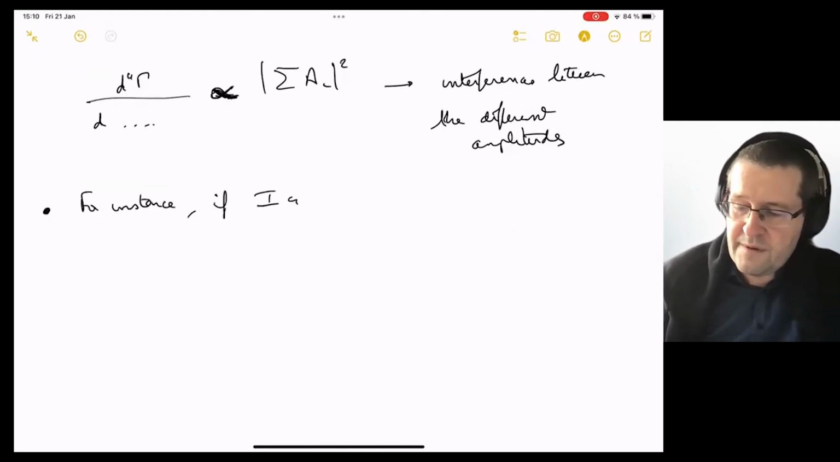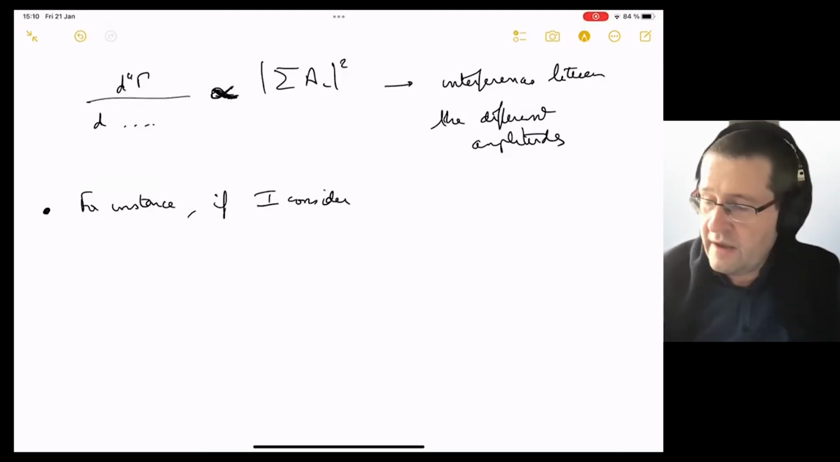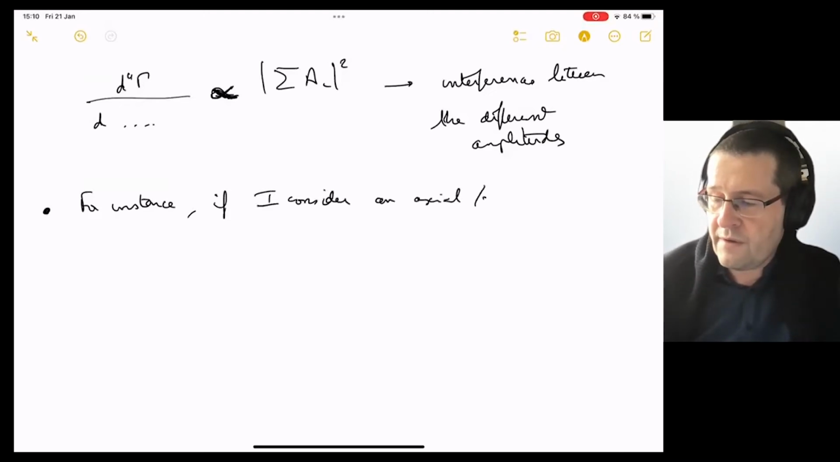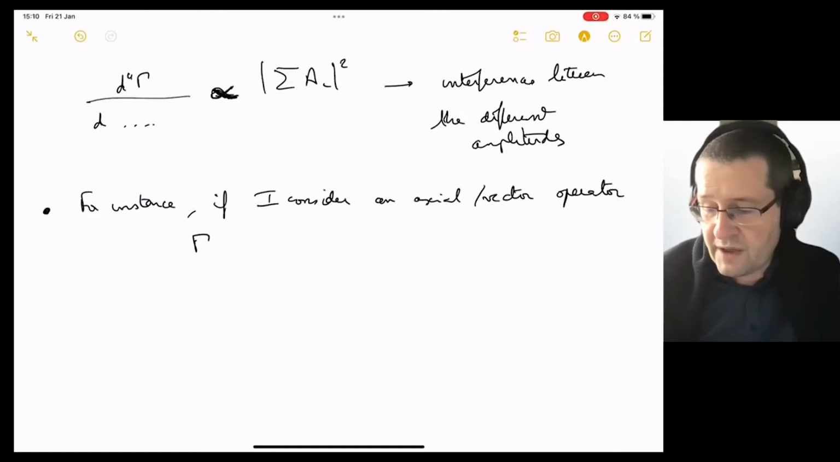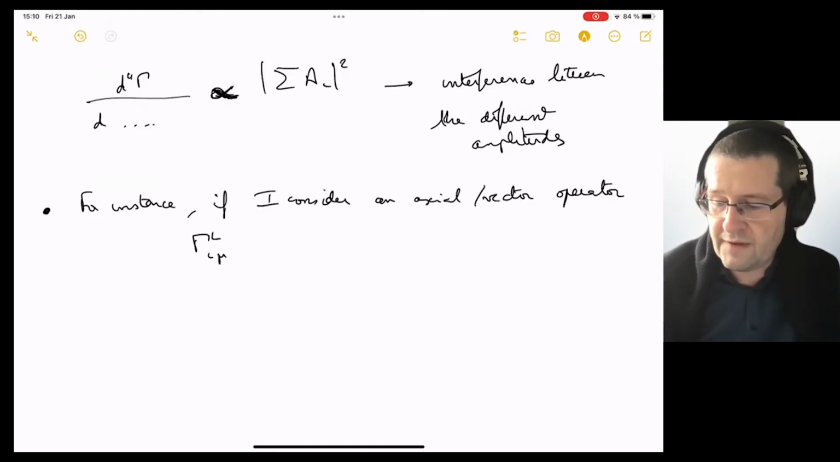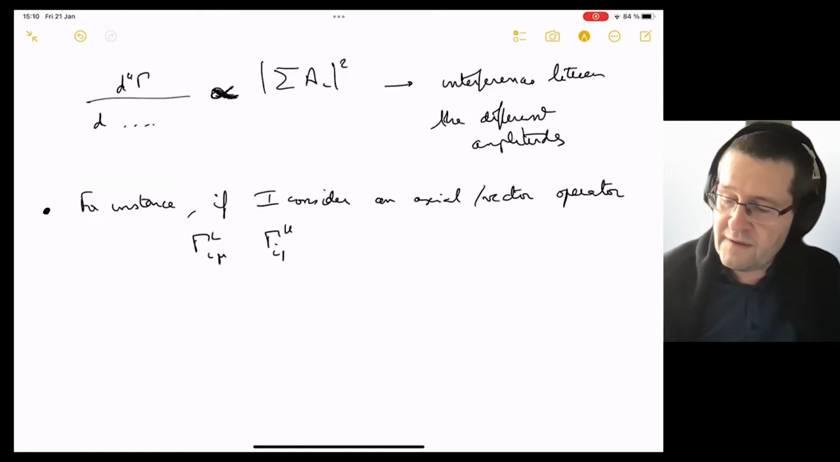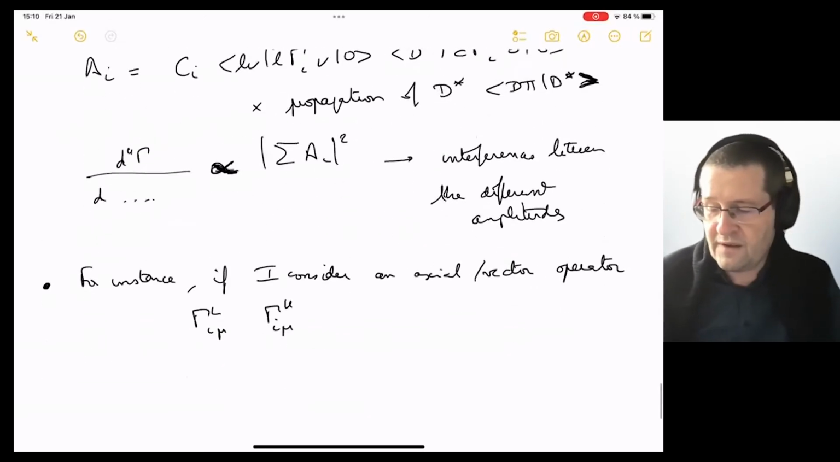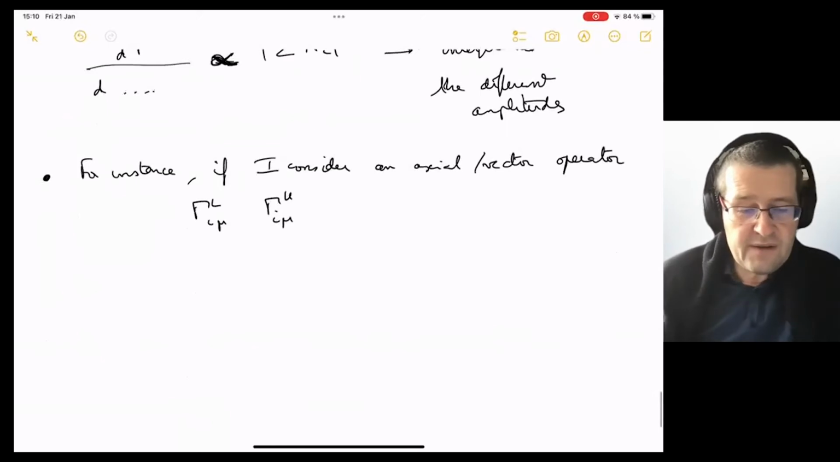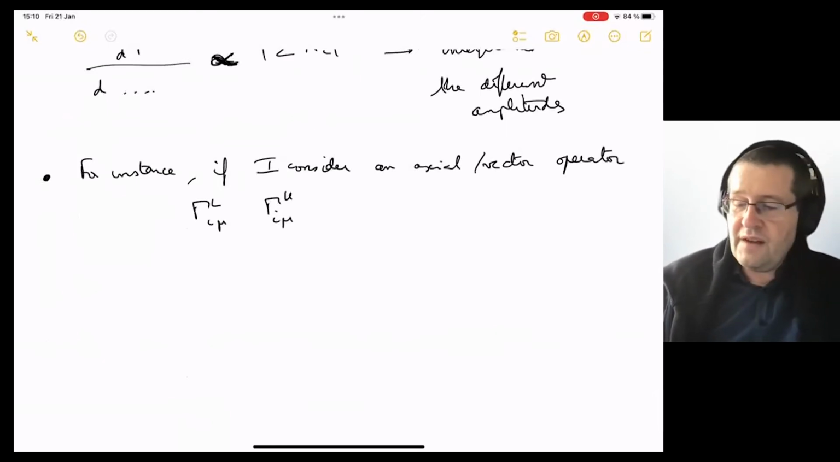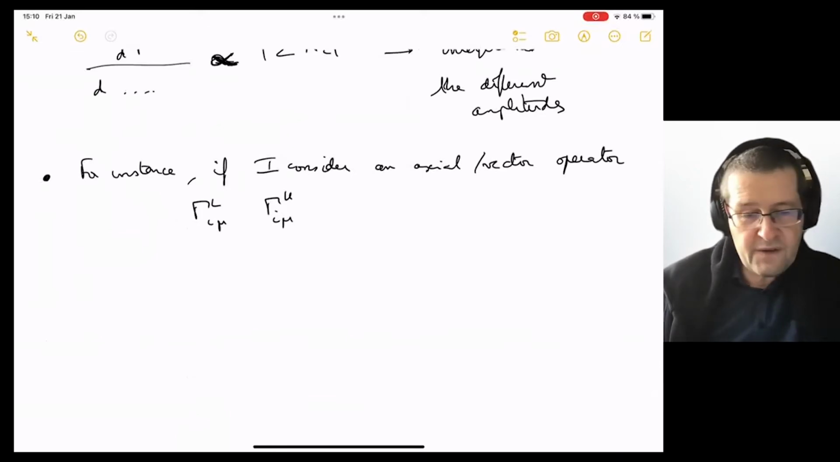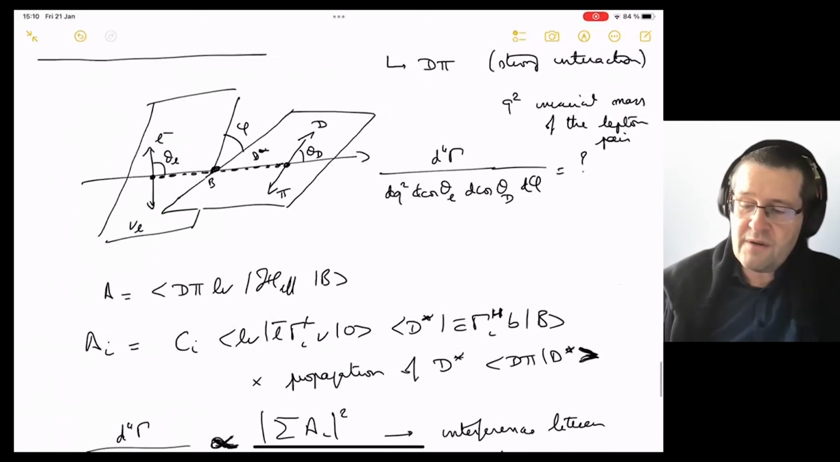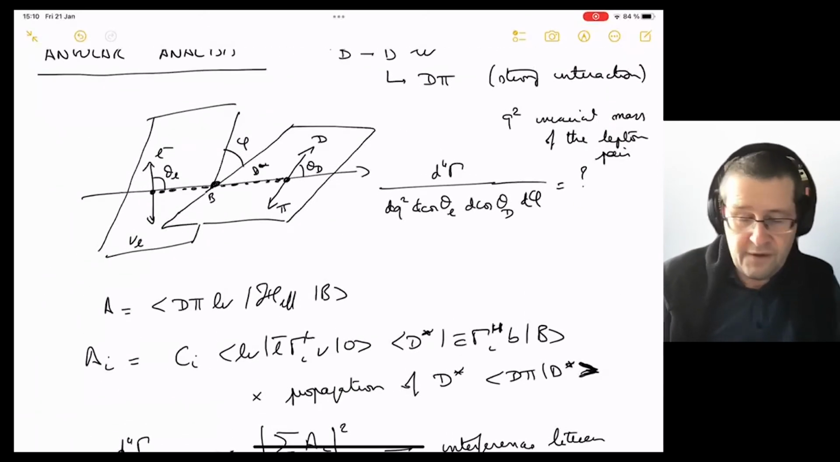So for instance, if I consider an axial or vector operator, so already in the standard model, that means that actually my two Dirac matrices that are involved inside the operator and that I'm separating in two sides, they will carry a Lorentz index. And actually it proves interesting to think in terms of the polarization of the intermediate state, the D star.